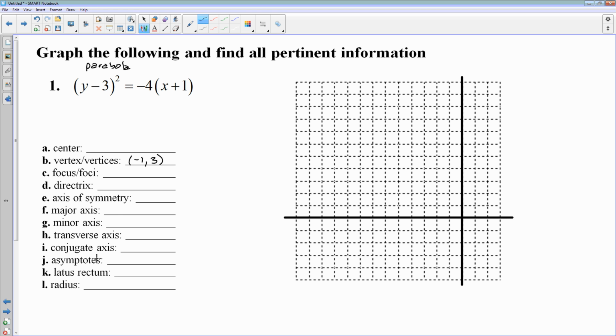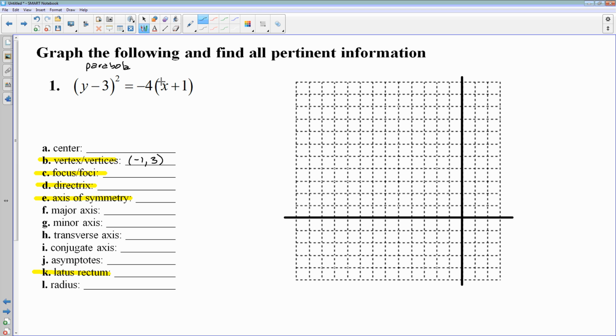And also, I'm going to give you this entire list, and you have to decide which ones to answer. So I'm going to go ahead and mark the ones I'll answer because this is a parabola. A parabola does have a vertex, a focus, a directrix, and an axis of symmetry. It does not have a major or minor axis, transverse or conjugate. It does not have asymptotes. It does have a latus rectum, radius is for a circle, and a parabola does not have a center either. So we're going to answer these 5 things for the parabola.